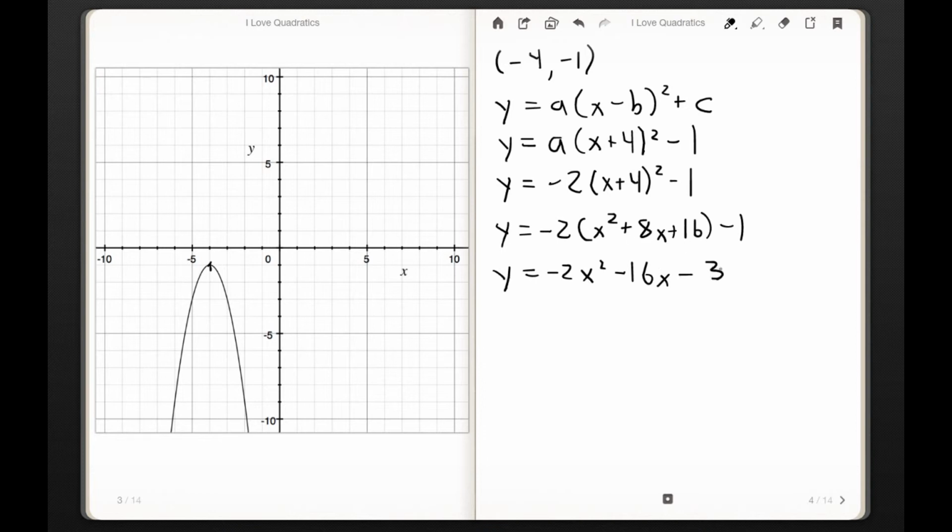-32 minus 1 is -33. There we go. That is this parabola in the standard form of a quadratic equation.